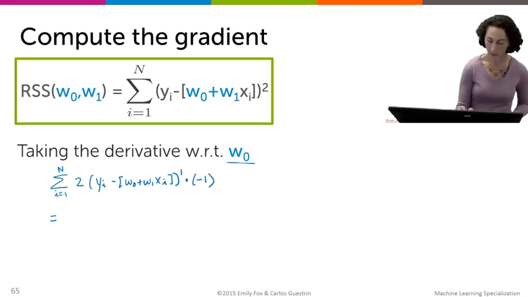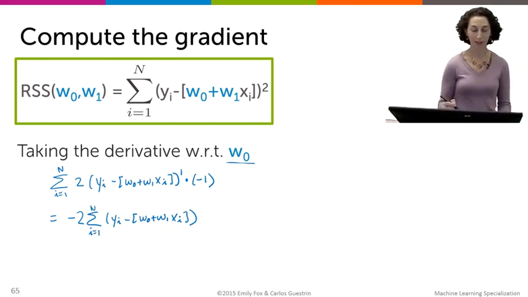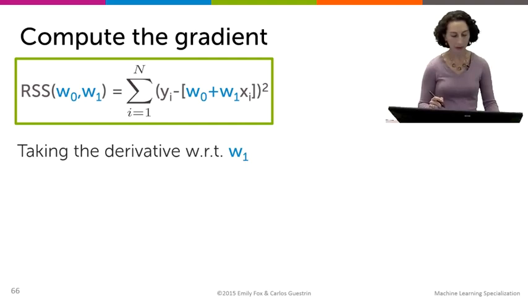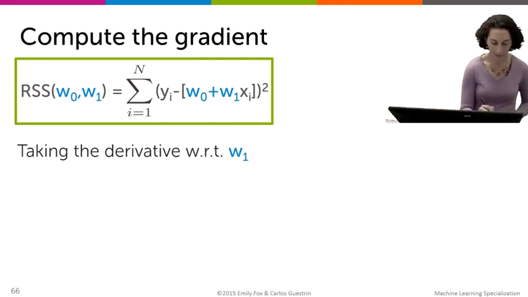I'm going to multiply the 2 by this -1 and pull it outside the sum. So I'm going to get -2 sum i equals 1 to n of (yi minus (w0 plus w1 xi)). I promise I'll try to minimize how many derivations we're doing in the slides like this, but I think this is really instructive.